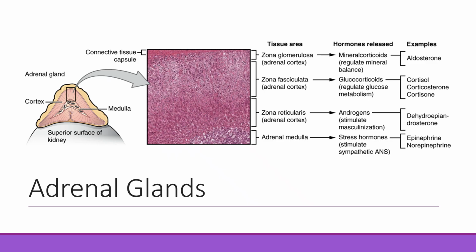The next area down is called the fasciculata. See, I could say it that time. These are the glucocorticoids, and they regulate glucose metabolism. Cortisol, corticosterone, and cortisone are all examples of hormones released by that second layer. The third area is called the reticularis. It releases androgens, which stimulate masculinization, and specifically it's a type of testosterone. The medulla, the inner part at the very bottom, releases the stress hormones you're familiar with as your adrenal hormones, epinephrine and norepinephrine.